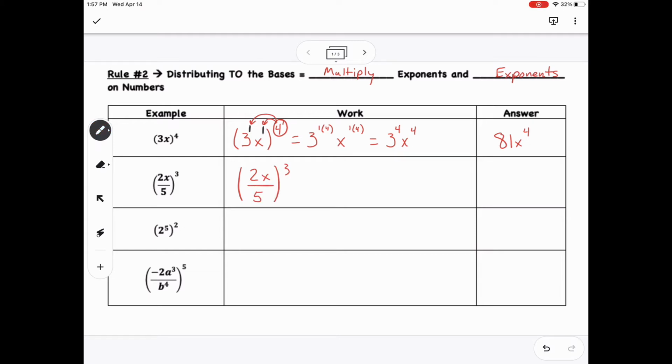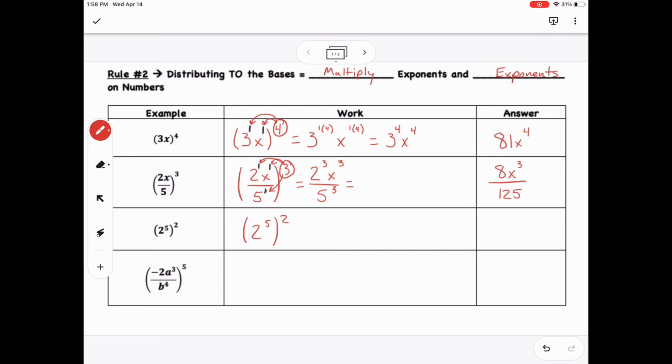Okay, same thing here. Now, even though there's something in the denominator, it still gets this exponent. So the 3 gets multiplied to both the exponents on the top and to 5's exponent on the bottom. So then I write that in. Since they're all multiplied by 1, it's just 2 to the 3rd times x cubed divided by 5 to the 3rd. Now I know what 2 and 5 are for bases because they're actual numbers. So 2 cubed is 8, and then 5 cubed is 125. So my final answer is 8 times x cubed divided by 125.